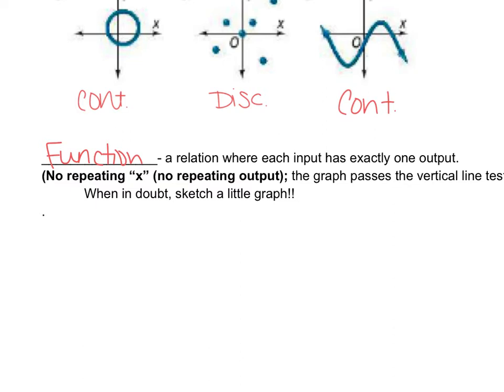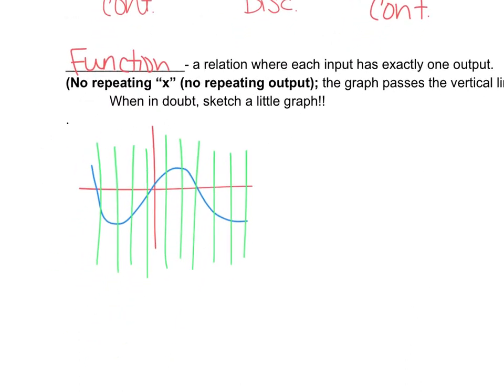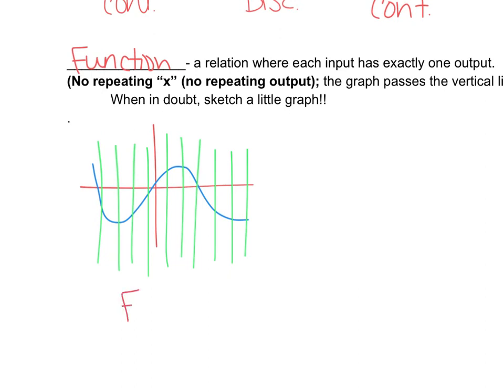So let me draw a graph. It's better if you see this in person, it's a little bit easier to see, but we're going to do our best. If I draw a graph, something like that, it doesn't matter. If there's any point where I can draw a vertical line and it will hit two points, then it's not a function. I'm going to just keep drawing vertical lines. And notice, every time I draw a vertical line, it never hits that blue line more than once. So that means this is a function, okay?